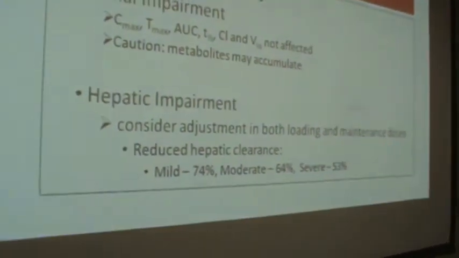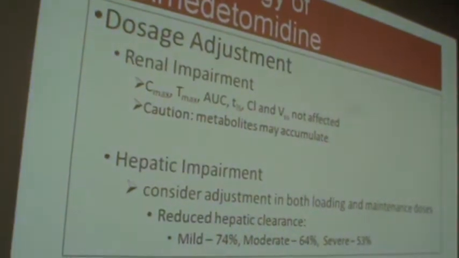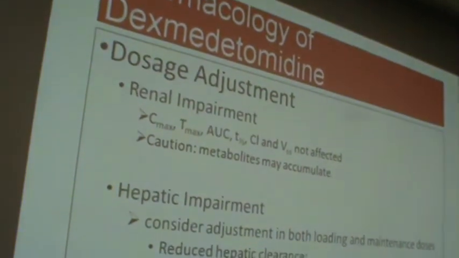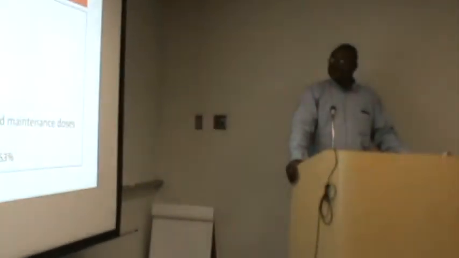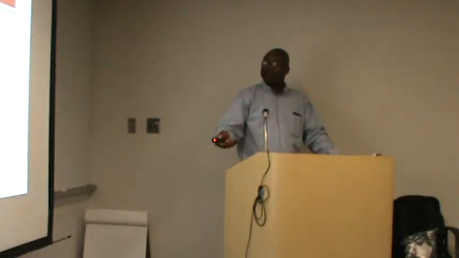Dosage adjustment. Renal: when a patient has a renal impairment, it's been found that Cmax, Tmax, area under the curve, half-life, clearance, and steady-state volume of distribution are all not affected. So when the patient has a renal impairment, there's no need to renally adjust the dosage. But according to studies, caution should be taken for the metabolites that may be accumulating. So if this patient has been on dexmedetomidine for a while and we see some sort of reaction going on, we should be suspicious of the metabolites.